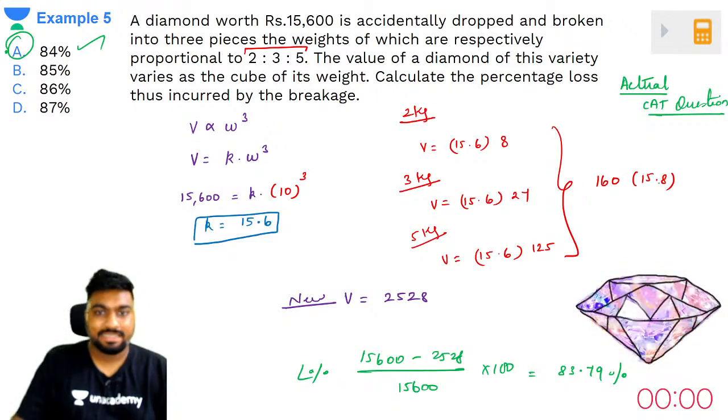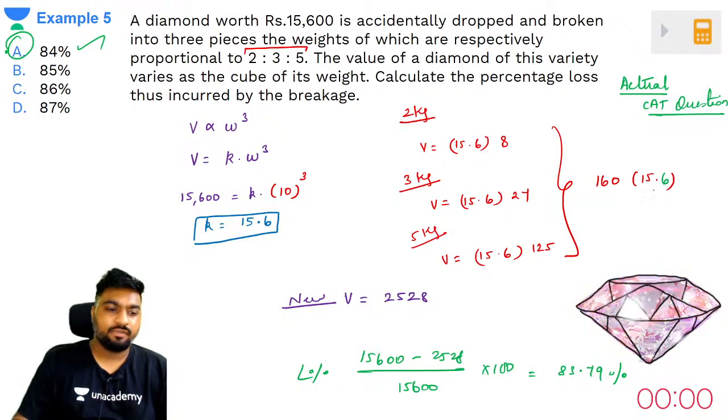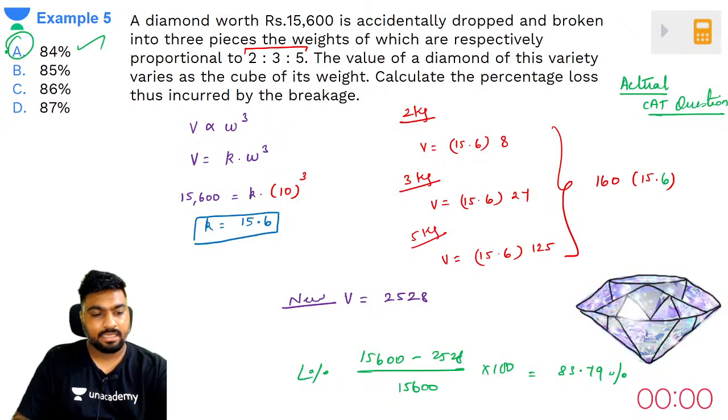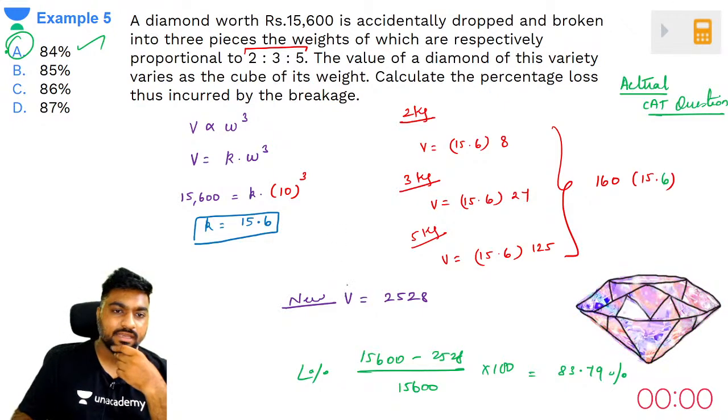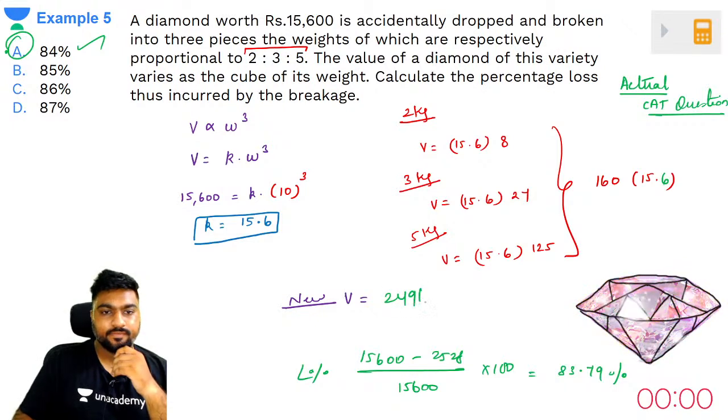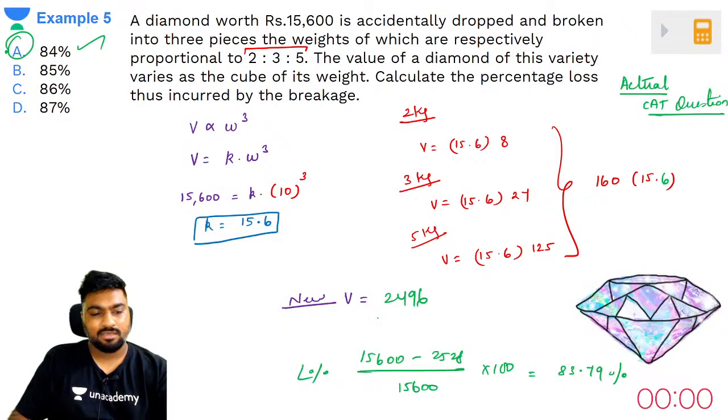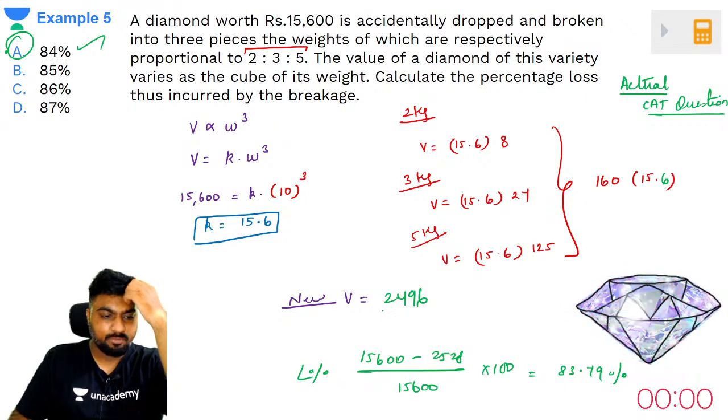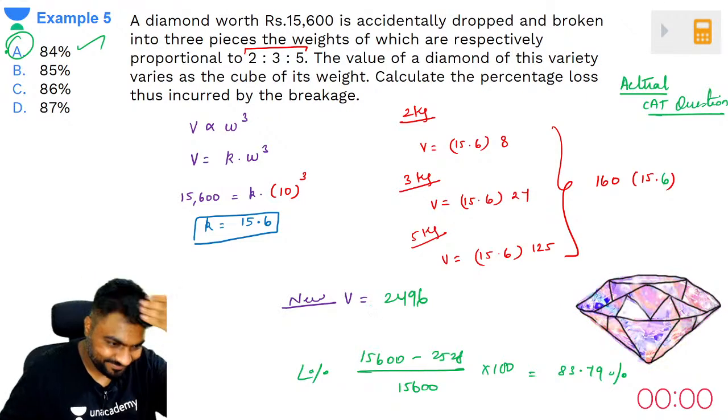Sorry, 15.6. 15.6, my bad. Not 15.8, 15.6. I guess I wrote 15.8, but it's actually 15.6. So 160 into 15.6. Doesn't matter, we are doing approximation anyway. So it is 2496. Got it? I made a small typographical error. Cool?